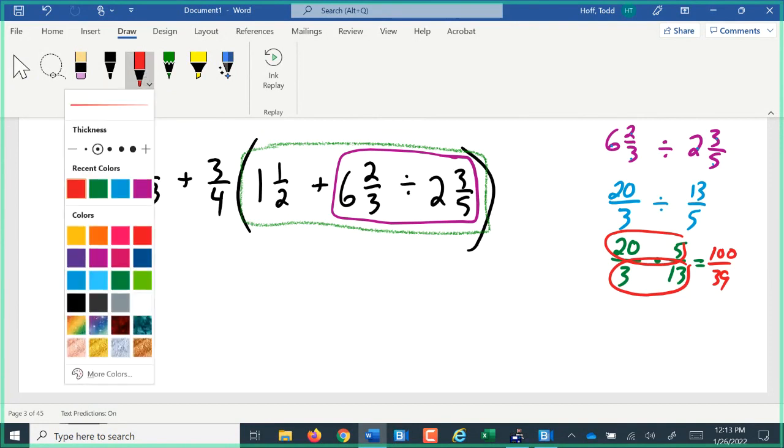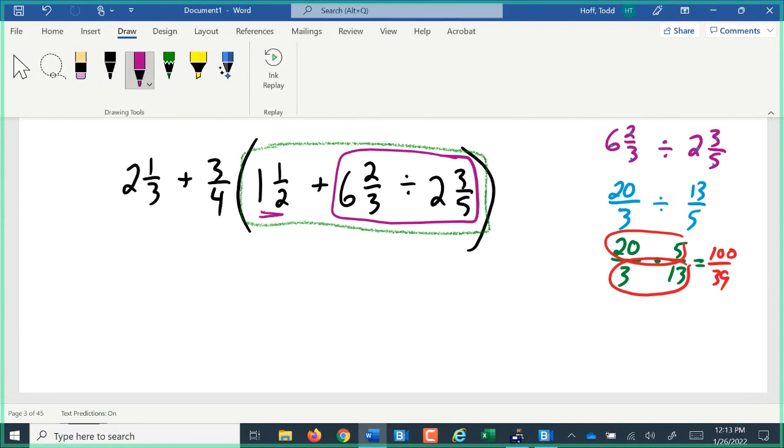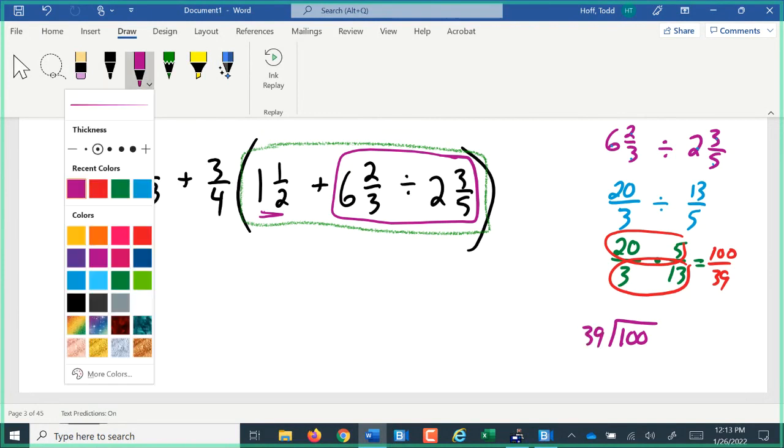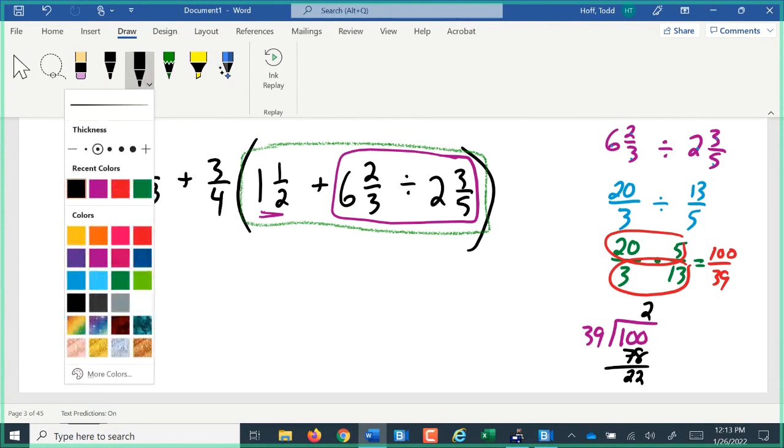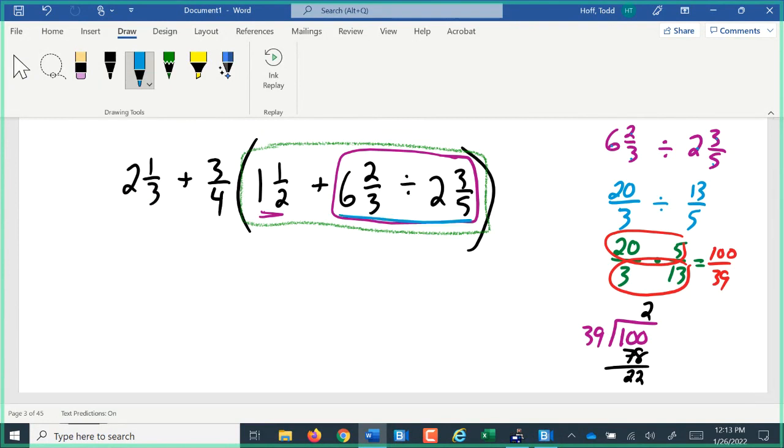And since we're going to add that to 1 1/2, let's go ahead and reduce that to a mixed number. 100 divided by 39. 39 goes into 100 twice. That would be 8 over 39. So 6 2/3 divided by 2 3/5 reduces to 2 and 22/39. Nice.